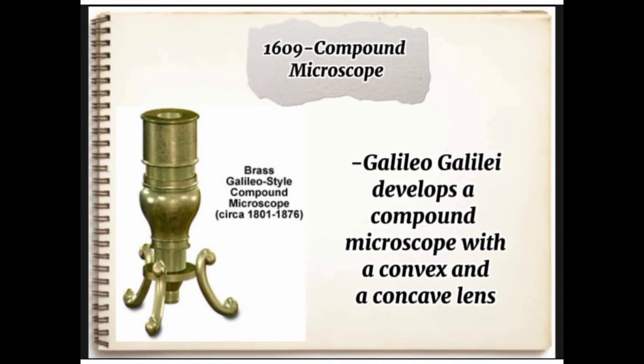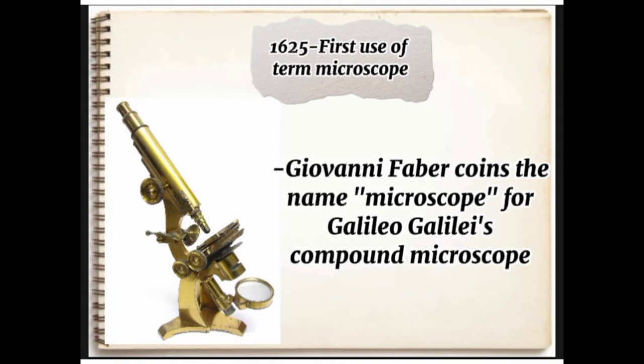1609, compound microscope. Galileo Galilei develops a compound microscope with a convex and concave lens. 1625, first use of the term microscope. Giovanni Faber coins the name microscope for Galileo Galilei's compound microscope.